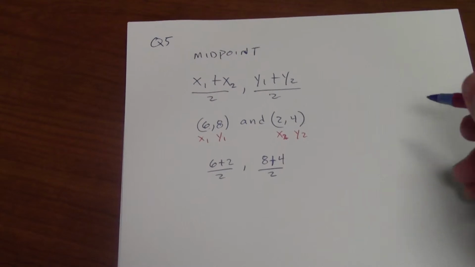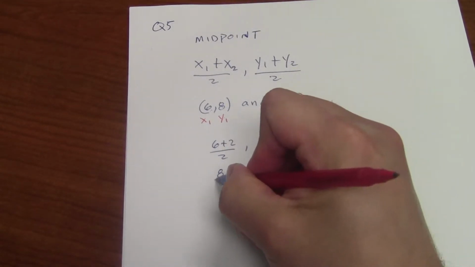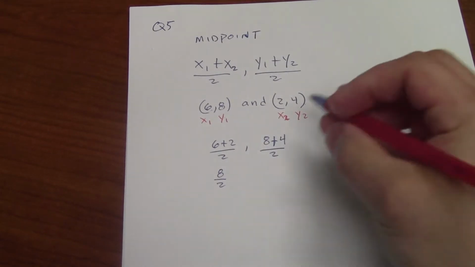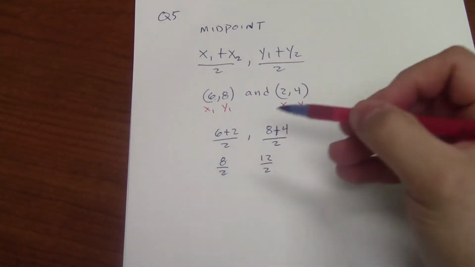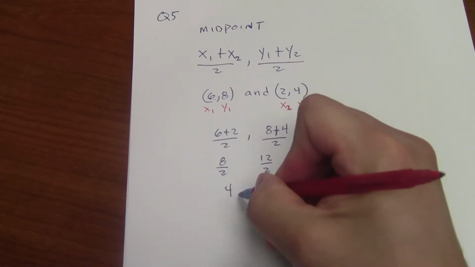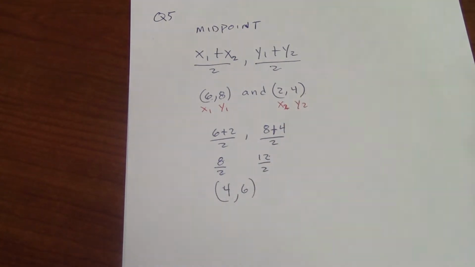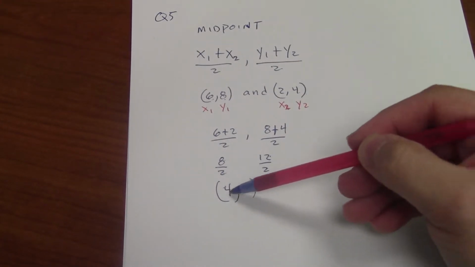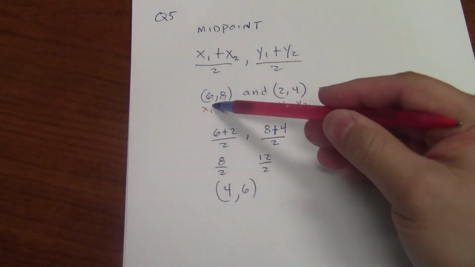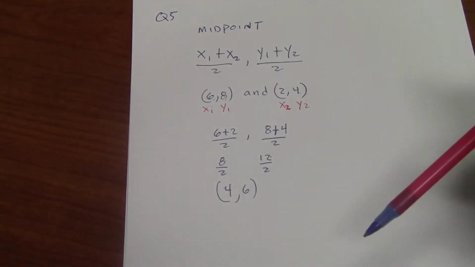All right, and then from here, all we do is just solve. 6 plus 2, that's 8 over 2. 8 plus 4, 12 over 2. All right, 2 goes into 8 4 times, so 4, comma, 2 goes into 12 6 times. Bam, that's your answer. So the midpoint of these points up here is 4, 6. And like I said, just label it, plug it into the equation, and then just solve for it. And then you're finished.